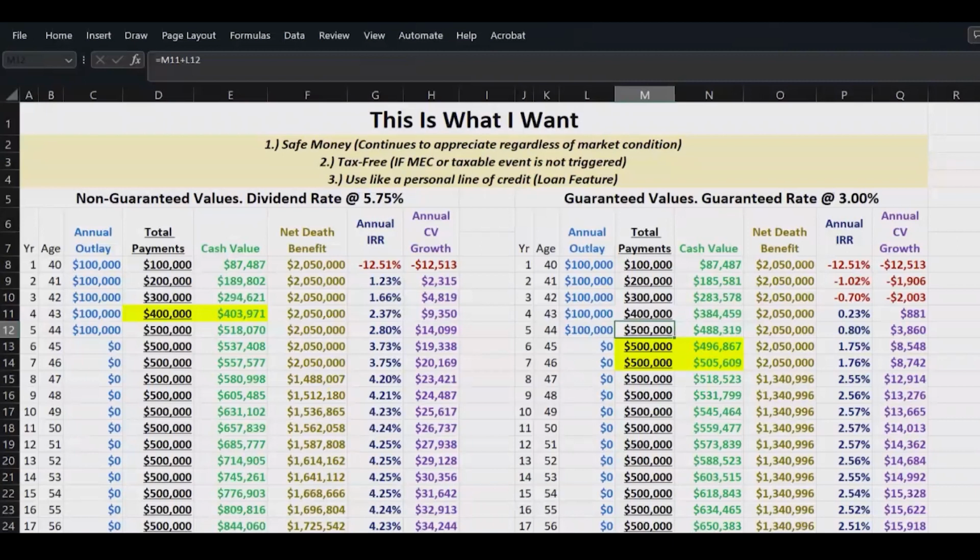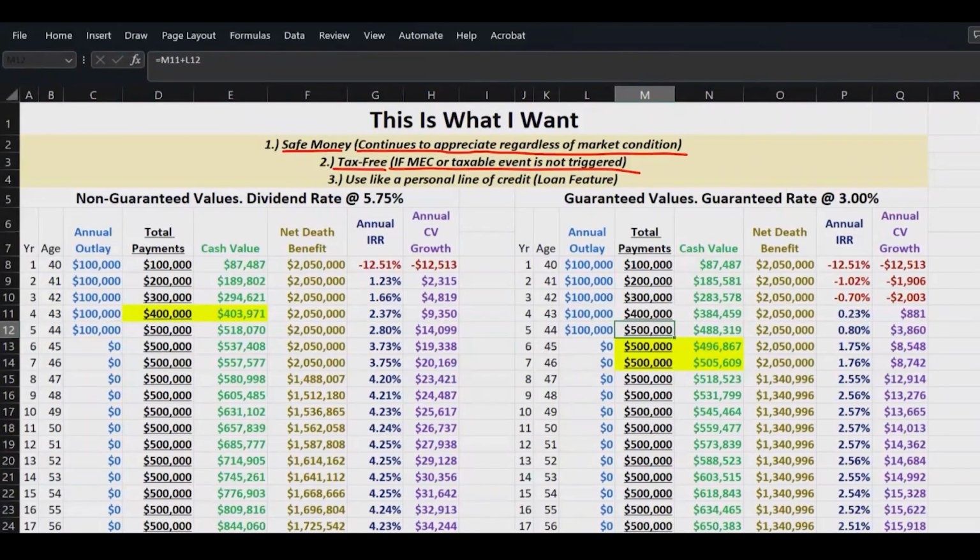Now, why people do this, at least the individuals we work with, the 3 main reasons are often as follows. It's either all of these or sometimes one of these. Number 1, safe money. Regardless of market conditions, my money continues to appreciate. That's always been a huge point of attraction when it comes to whole life insurance products, particularly with the cash value. Number 2, tax-free. If a MEC or another taxable event is not triggered, I can access that cash value tax-free. Again, it's important to be aware of the different taxable events.